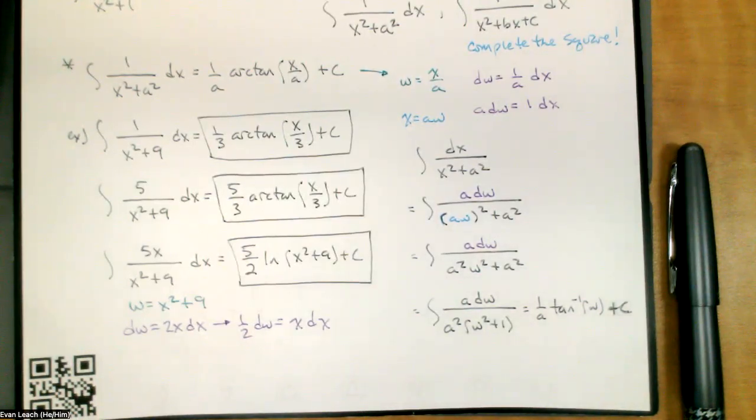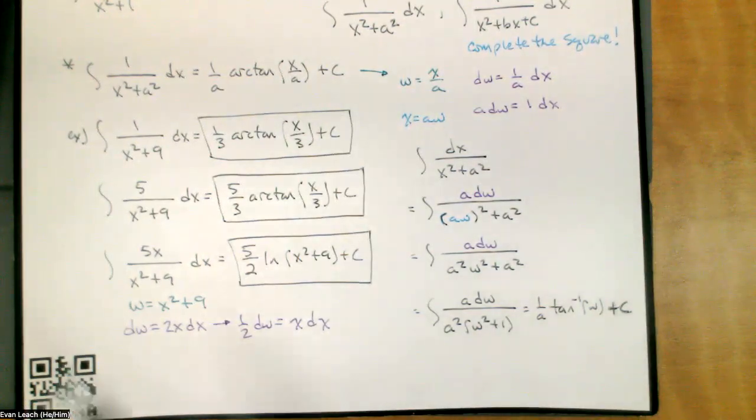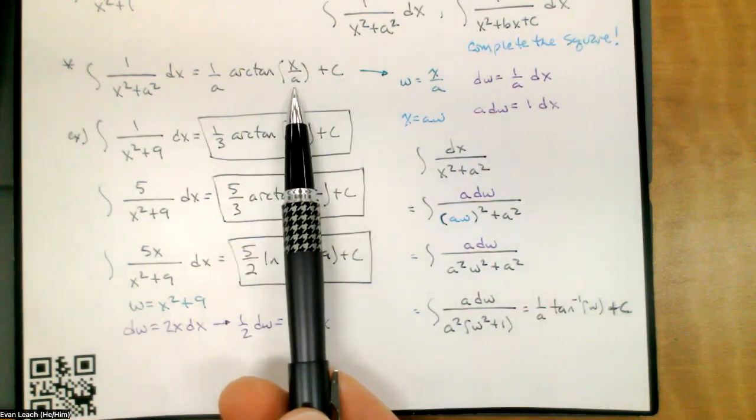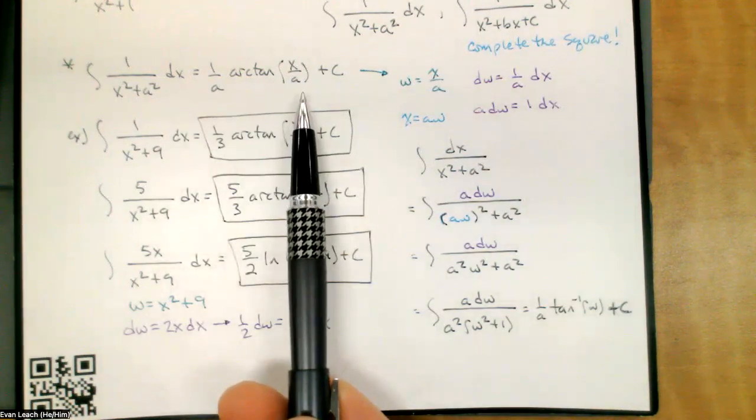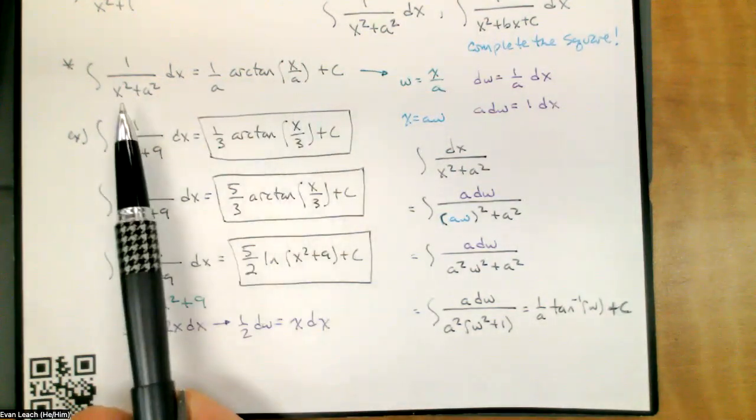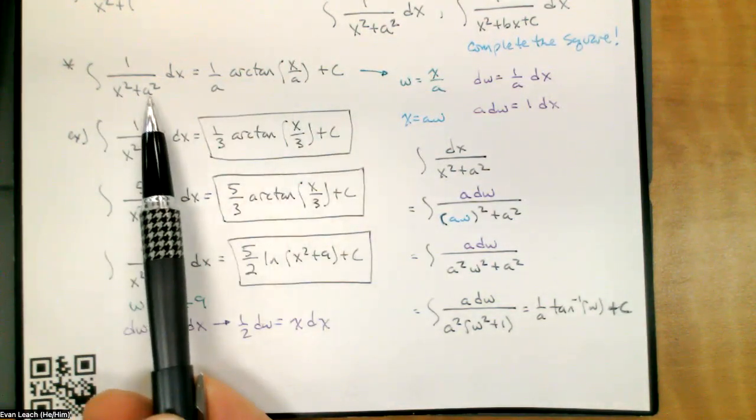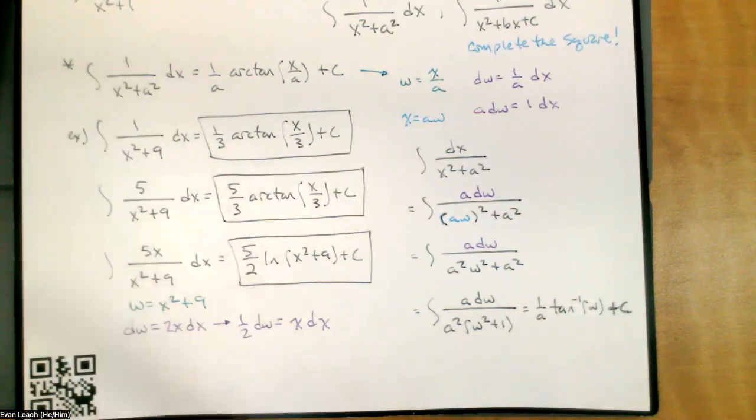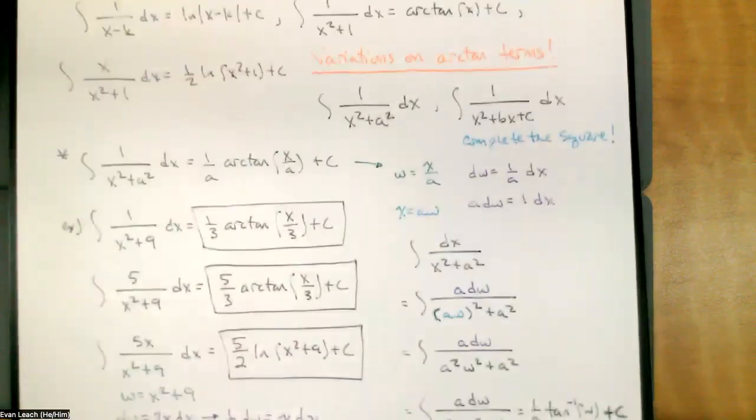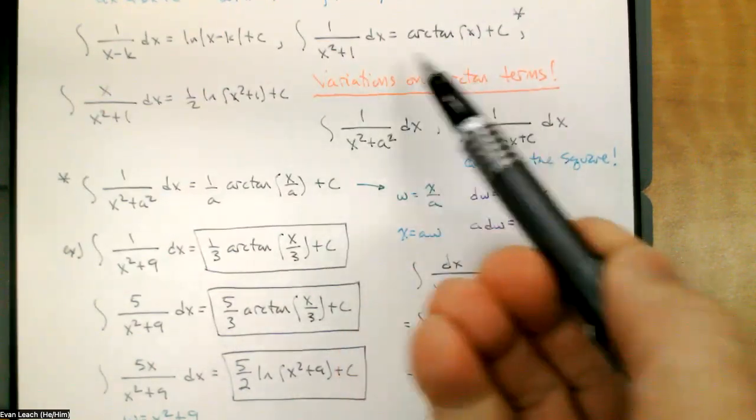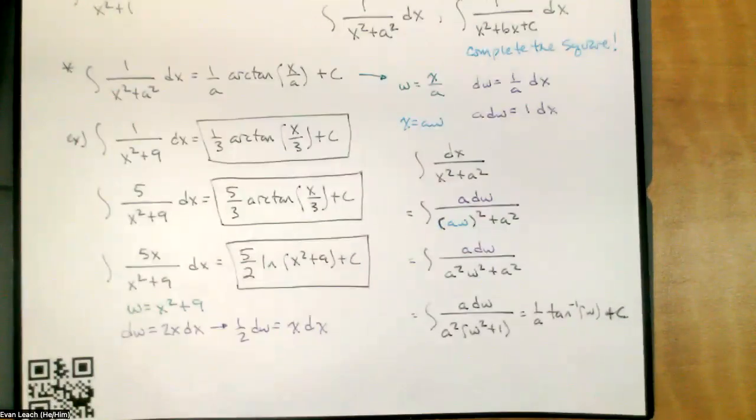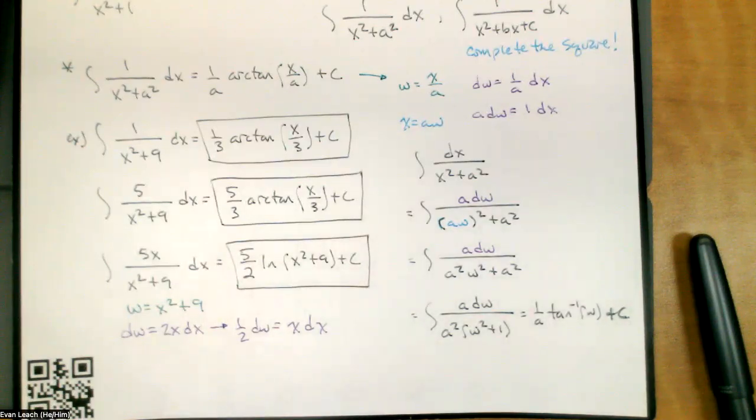Then replace the w with x over a. So we can see what the substitution was by looking at the answer: 1 over a arctangent of x over a. We can see why that substitution works, because I want this a squared to be a 1, so I could use my core model. And we can also see where that 1 over a comes from.